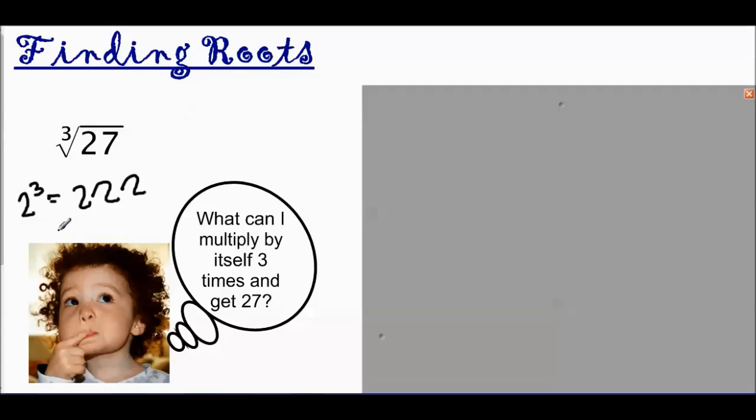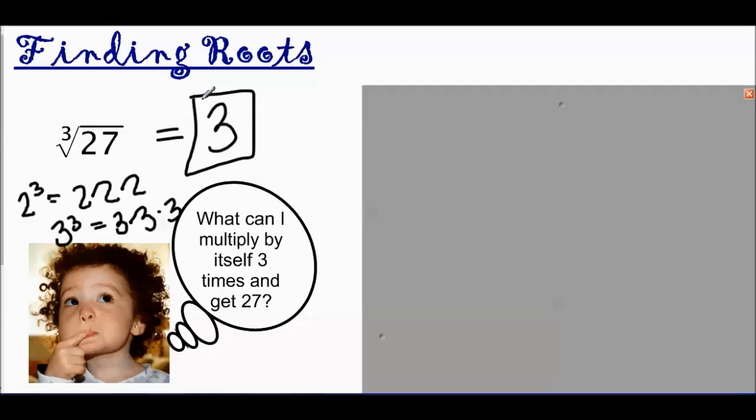So let's try 3. 3 to the 3rd power will be 3 times 3 times 3. So 3 times 3 is 9. 9 times 3 is 27. Therefore, the cubed root of 27 is 3.